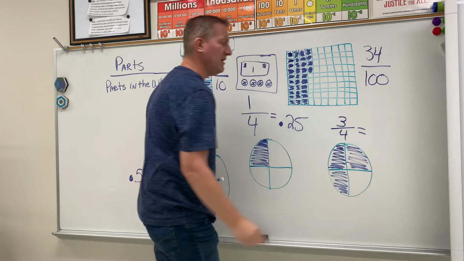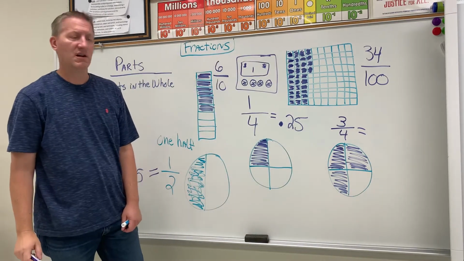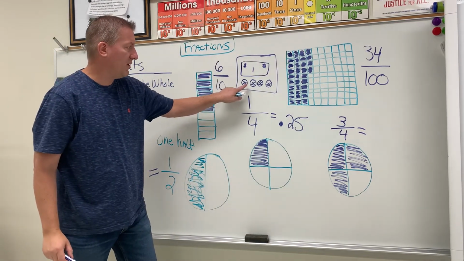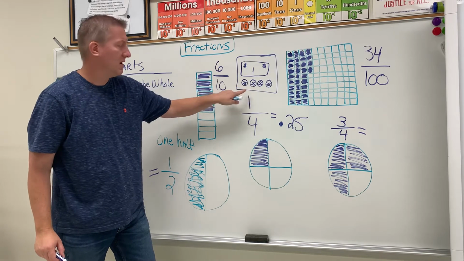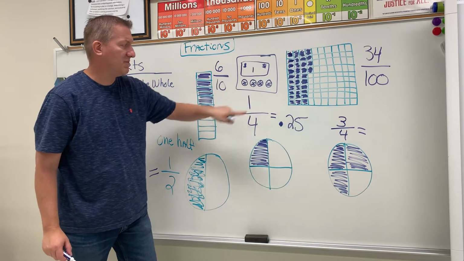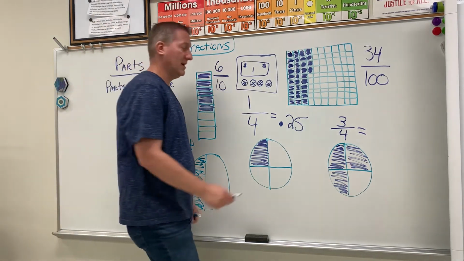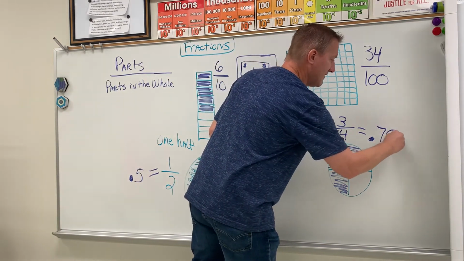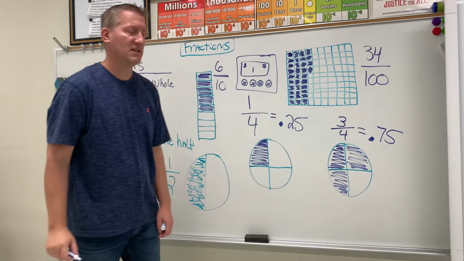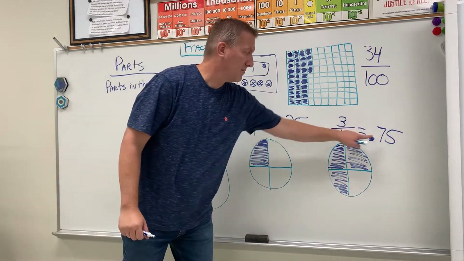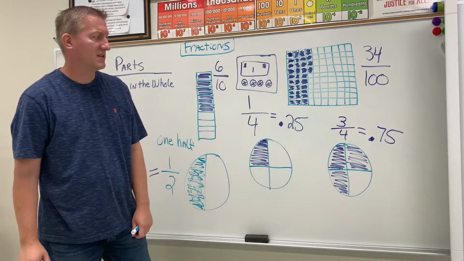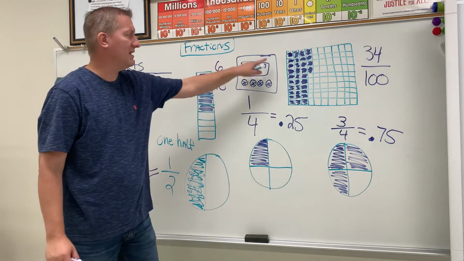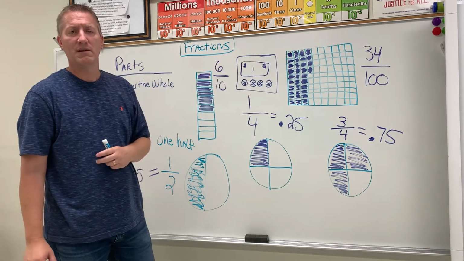Okay, think of this same picture for this one right here. So what would 3/4 be? Well, it would be 3 of these, right? 25 plus 25 plus 25. Okay, it would be 75 hundredths. So 3/4, think of it as money.